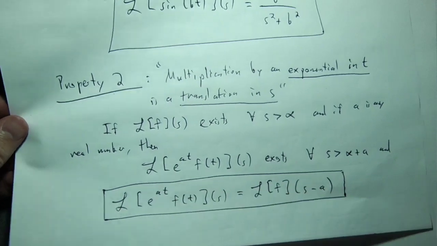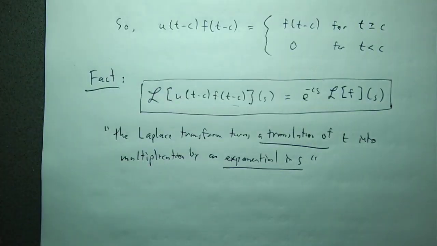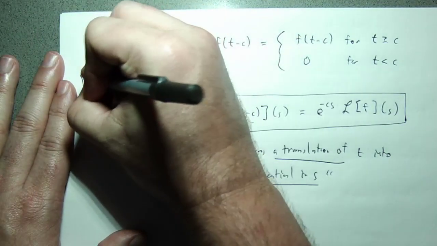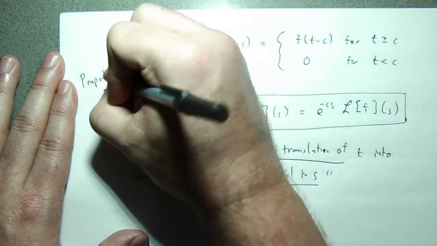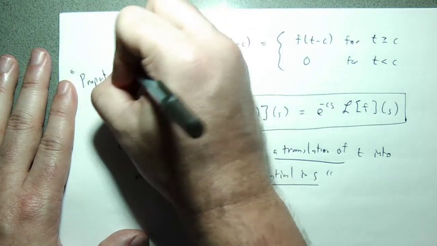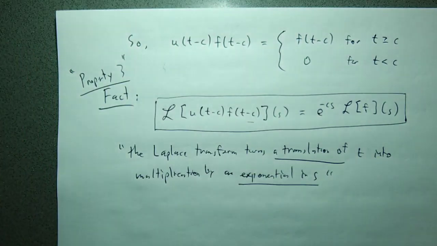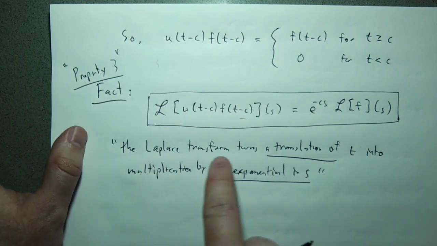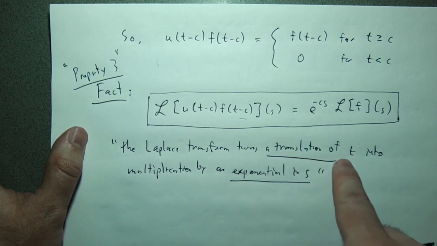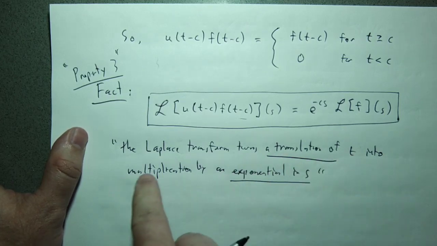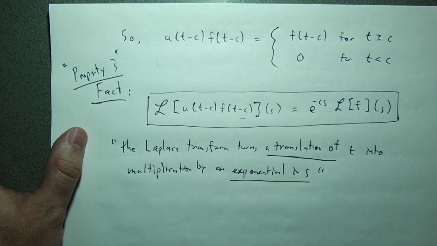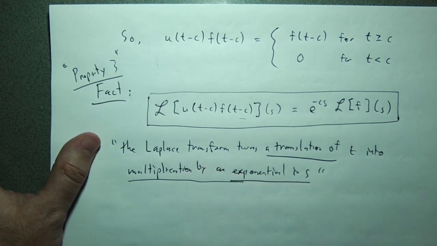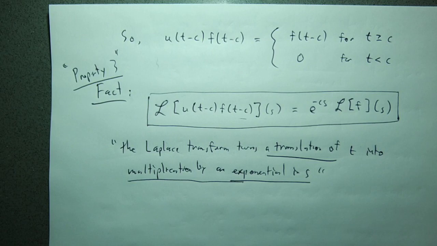Okay, conversely, I could say this is property 3. In fact, I'll say, if you like, this is property 3, even though it's really just property 2 in another light. So this is that the Laplace transform takes a translation of t into multiplication by an exponential in s.